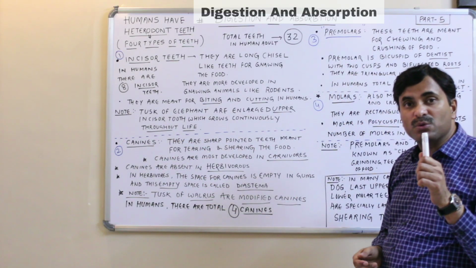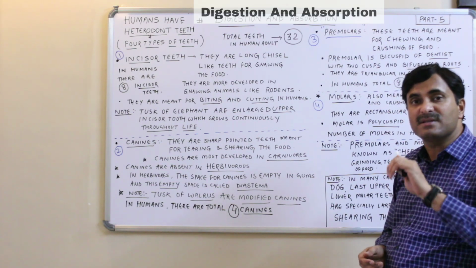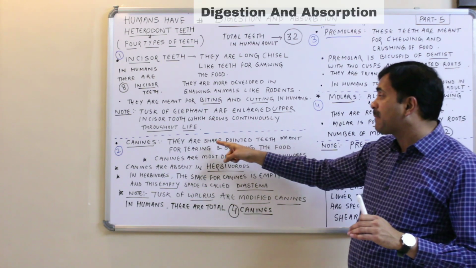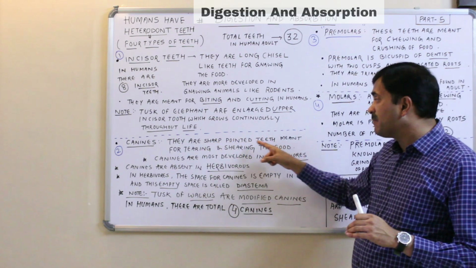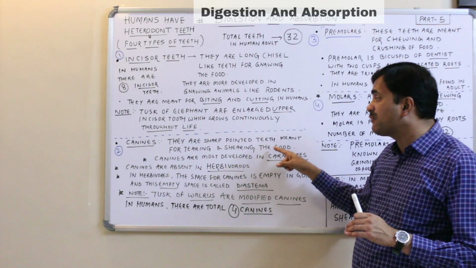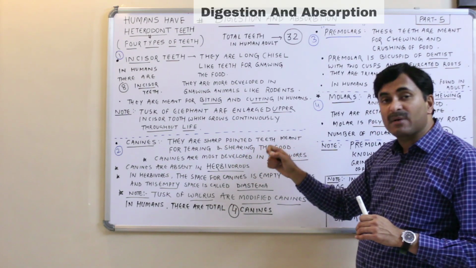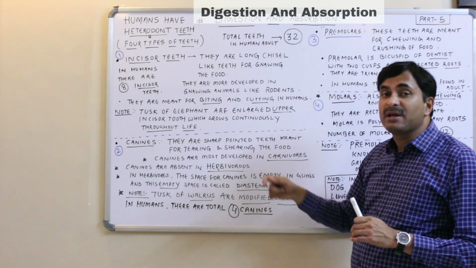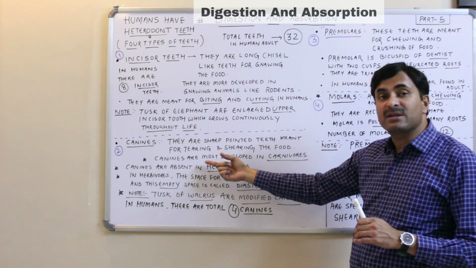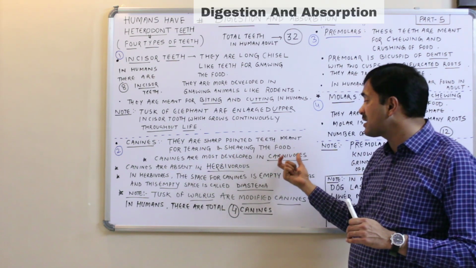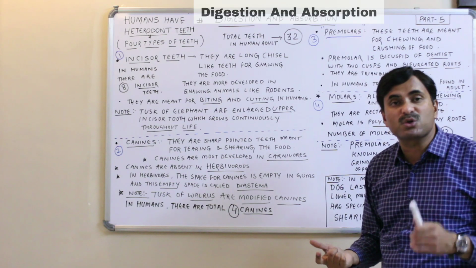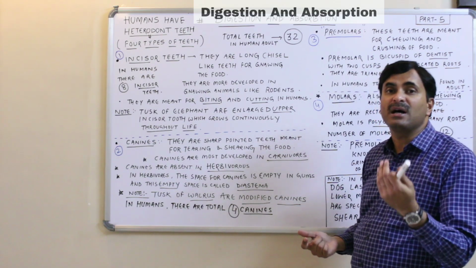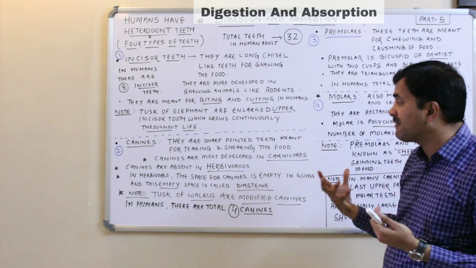First of all, you must know that in human beings the canines are not so much developed. But they are sharp, pointed teeth meant for tearing and shearing the food, and that's why we see that canines are more developed in carnivores. Why? Because they have to tear and shear the flesh. That's why the canines are more developed in them.